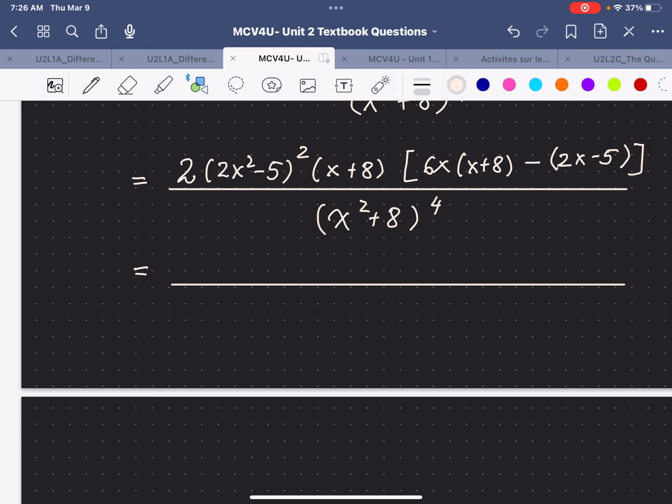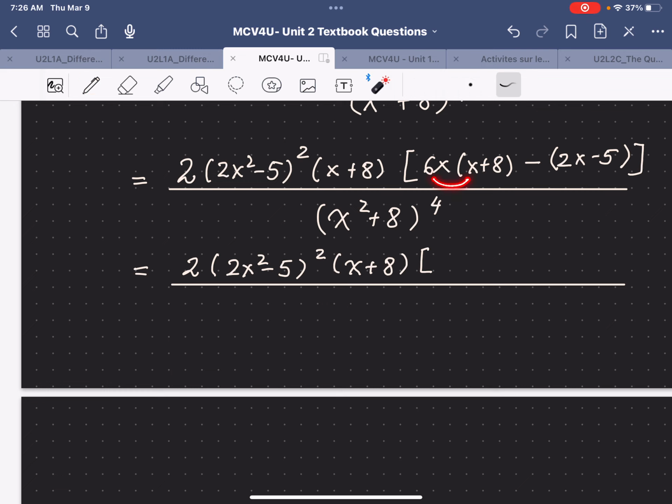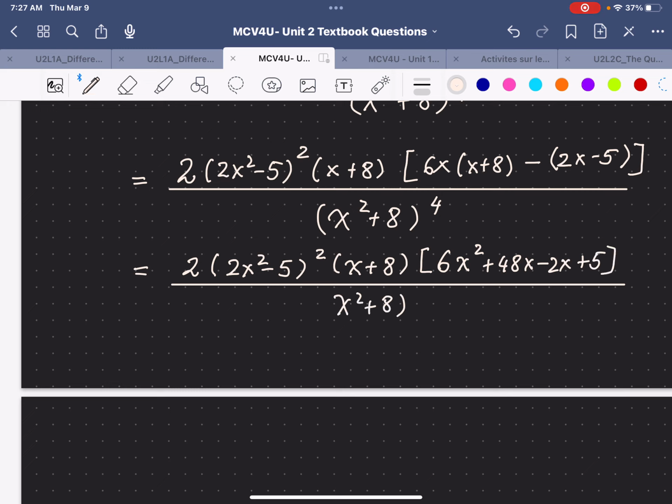We have a big fraction line, and we are going to rewrite this first factor the way it is. Nothing changes. And for things that don't change, you can write them fast, save time on a test. And the things that need a little bit more attention, and you need time to calculate, always go slow and steady. So 6x times x, 6x². And then plus 48x, and then minus 2x, and then plus 5. Close the brackets, and (x² + 8)⁴.